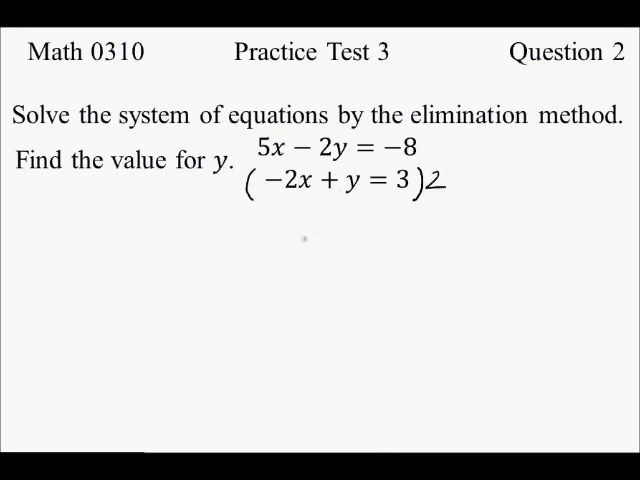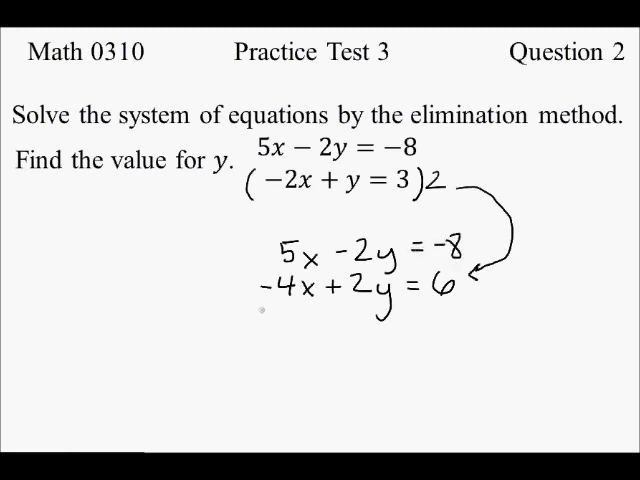So multiplying that equation by 2, writing it down here. We're going to get 2 times a negative 2x would give me minus 4x. 2 times a plus y would give me plus 2y, equals 3 times 2 is 6. We want to make sure we multiply the entire equation. And I'm just going to copy down my first equation here. So 5x minus 2y equals negative 8.